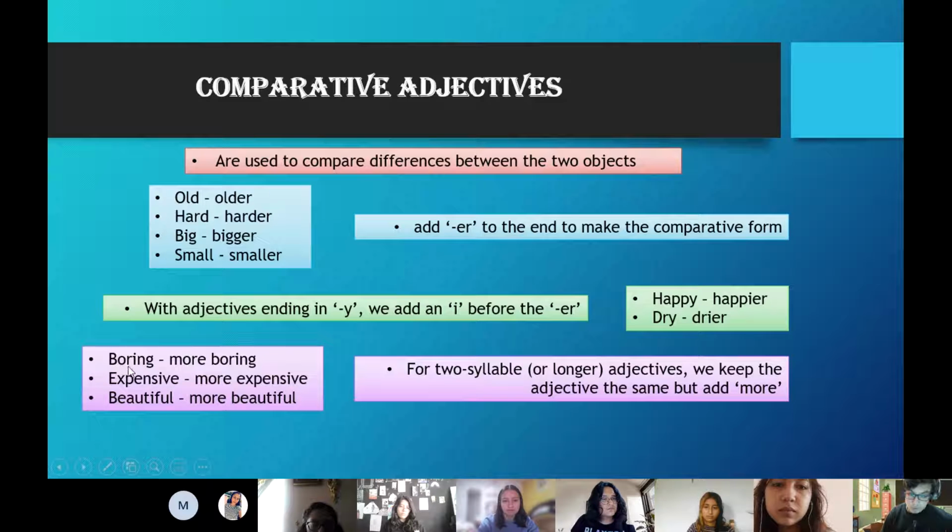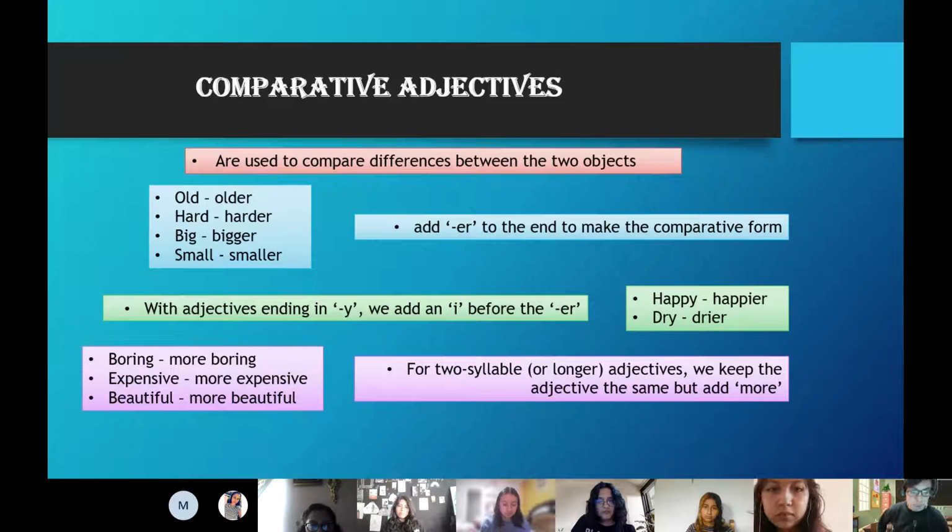Cuando tenemos adjetivos con más de una sílaba, añadimos more. Expensive, we add more expensive. Beautiful, we add more beautiful. Okay. So, do you have any questions until here? Do you want me to repeat the rules? I think no, right? Let's see.